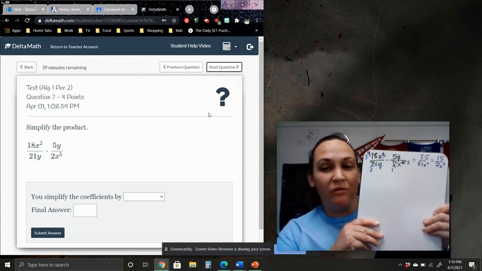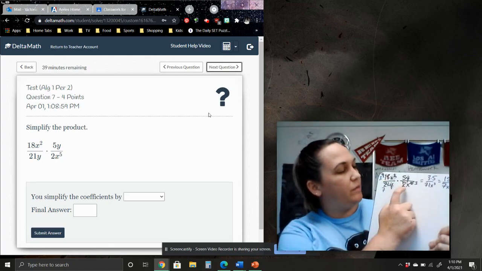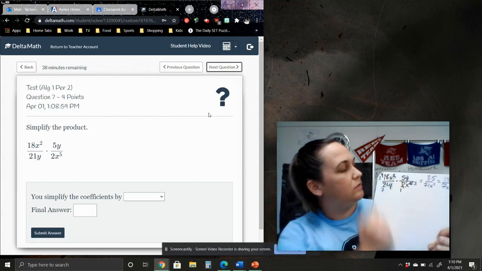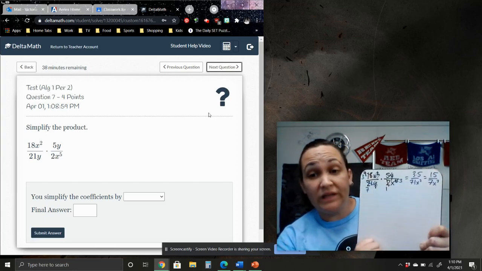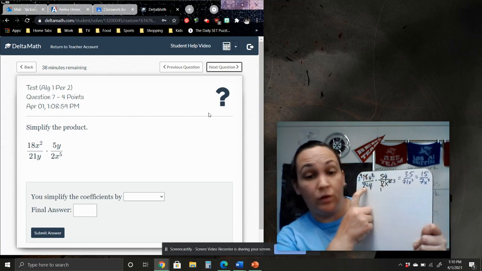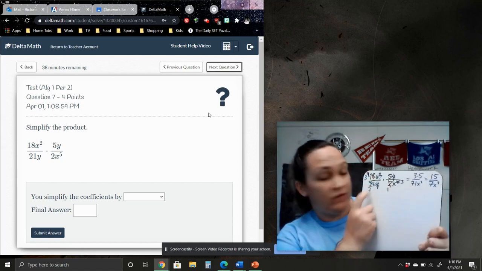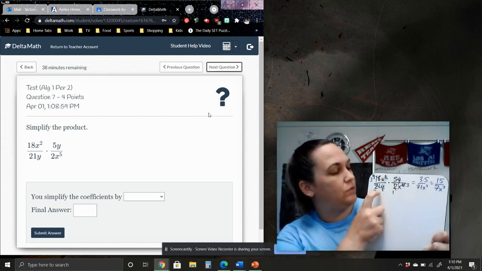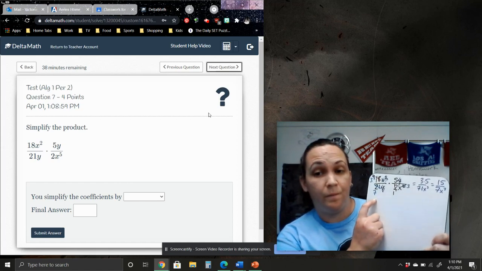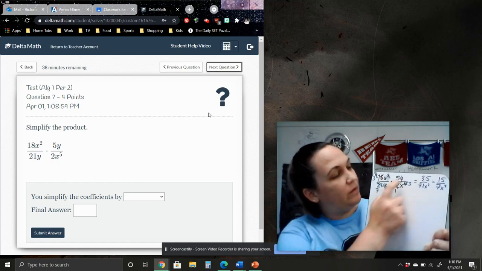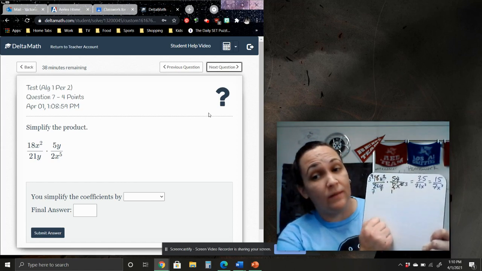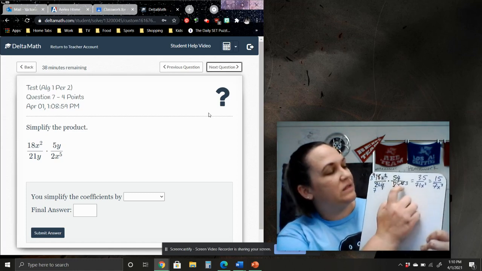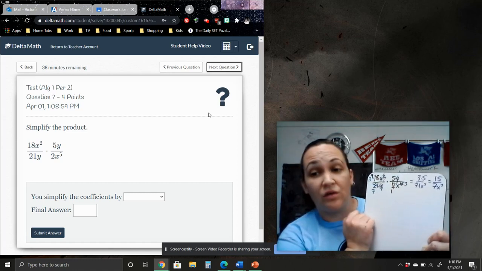Okay, so in this problem, what I did was I canceled out my 18 and my 2. 18 divided by 2 is 9. And then I also was able to reduce the 9 and the 21 because those are both divisible by 3. So 9 divided by 3 is 3, and then 21 divided by 3 is 7. For my variables, my y's just completely canceled out since they were both just the letter y. And then for my x's, I did 5 minus 2 and got x to the third.